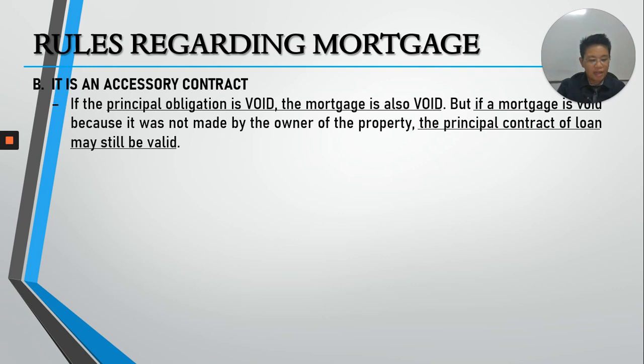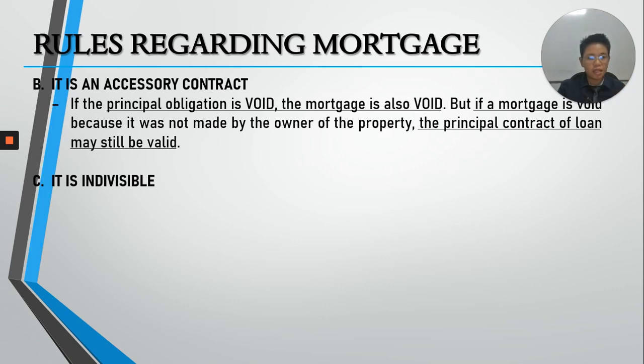Now, take note also that if the mortgage is void, it can happen that the principal contract of loan may still be valid. It is also indivisible as we have discussed when we discussed yung chapter 1 ng ating topic sa pledge and mortgage. So anyway, hindi ko na i-discuss yan. Balikan nyo na lang yung aking lecture noon kung hindi nyo na matandaan.